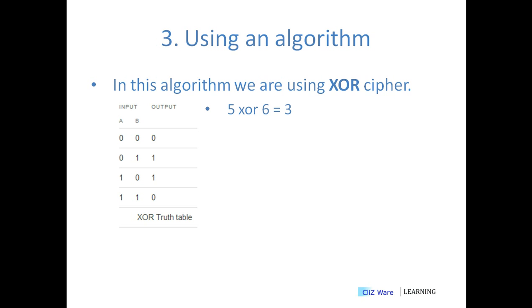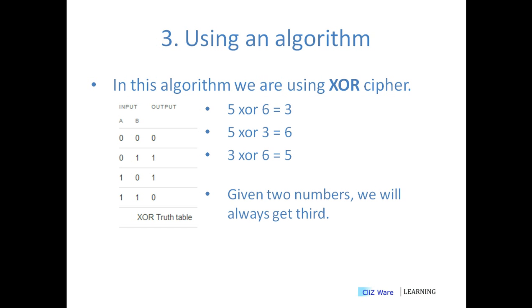So what are the benefits of the XOR cipher? The benefits are that if you take 5 XOR 6, that would give you 3. And this is using bytewise conversion here. So 5 XOR 6 is 3, 5 XOR 3 is 6, and 3 XOR 6 is 5. And hopefully you can see the pattern here. Given two numbers, we'll always get the third. So they are actually dependent.